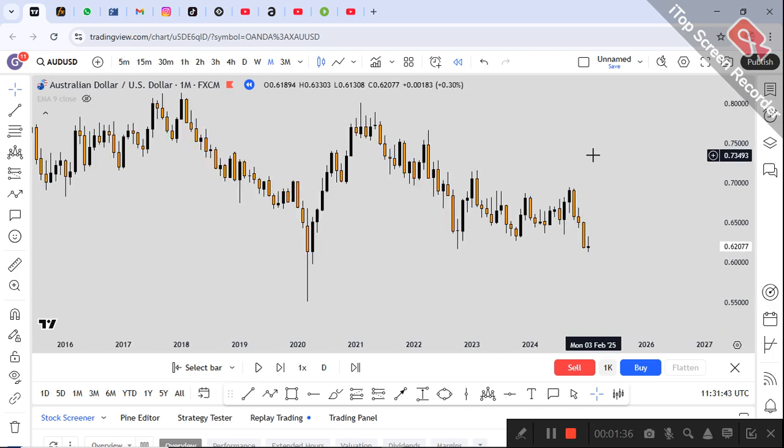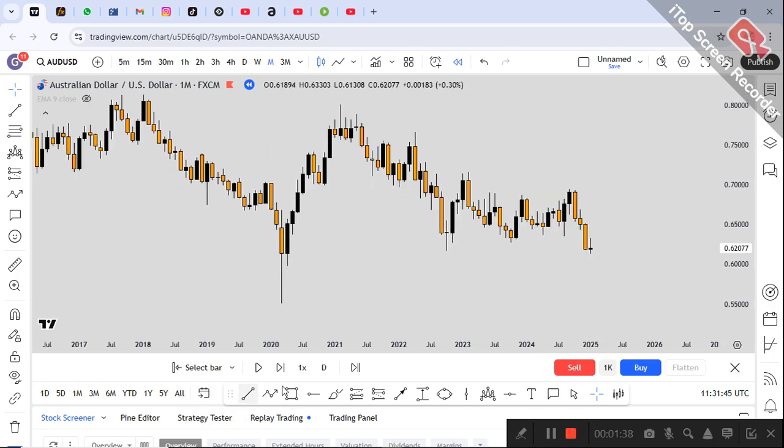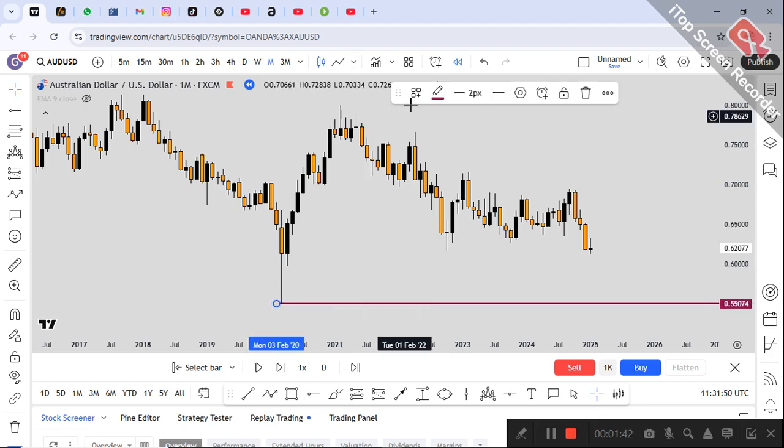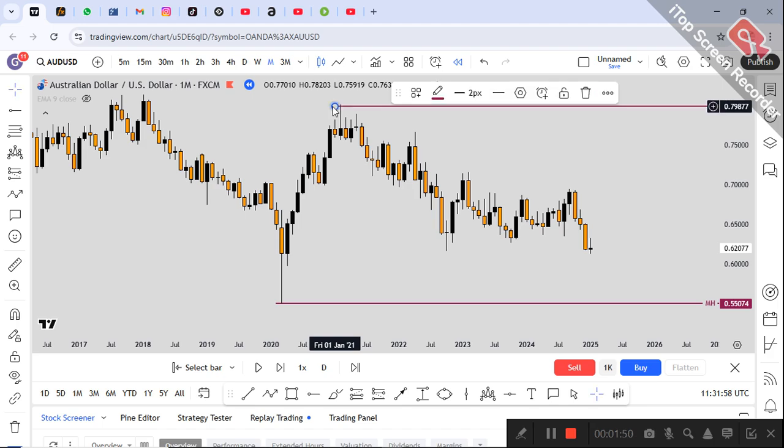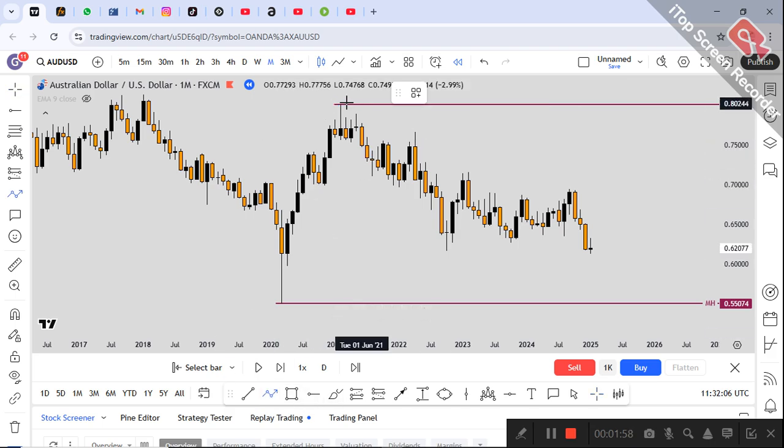Then let's look at this market from the very bigger picture. You see, we have had a swing low point here. It was February 2020, and then the market created a higher high here in January 2021. So these are the most latest swing points. Whatever happens in between will represent the minor structure.